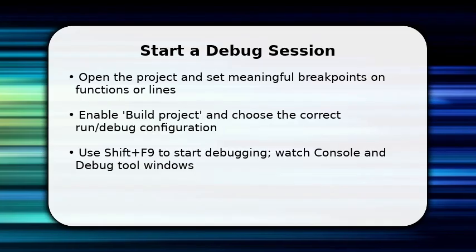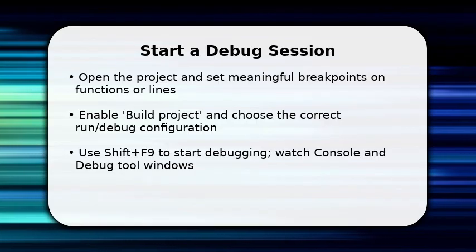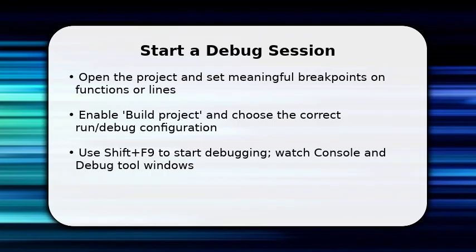You start by picking the exact spot you want to inspect. Set breakpoints where logic branches or values are produced. Once done, confirm your run/debug configuration matches the module and JVM or interpreter you need. Make sure the project builds cleanly. Then press Shift plus F9 or click Debug to launch.